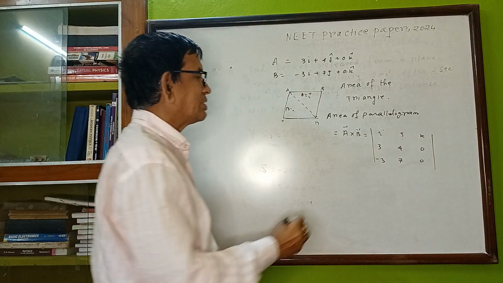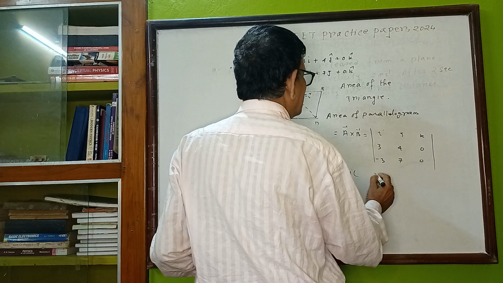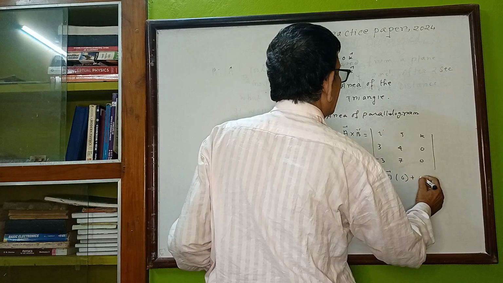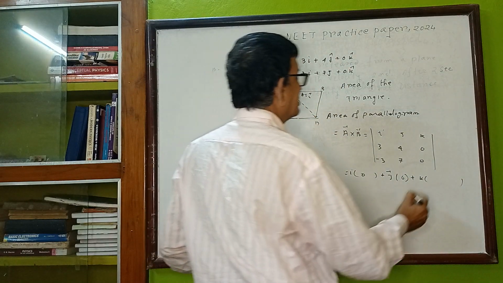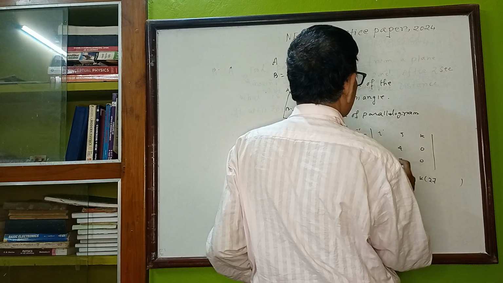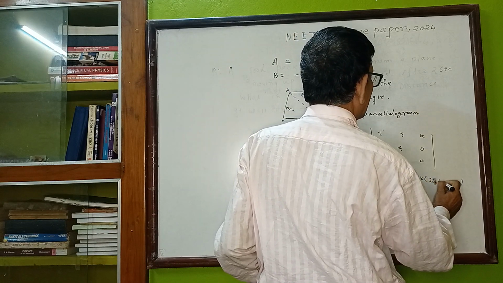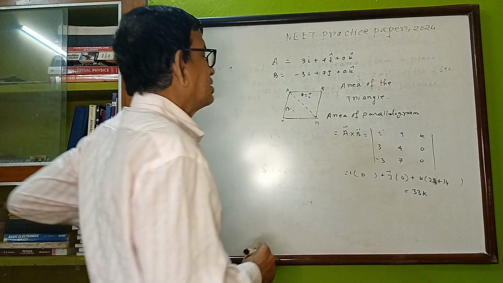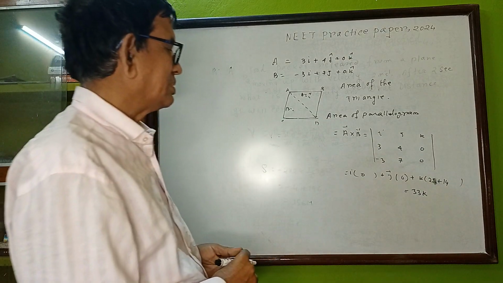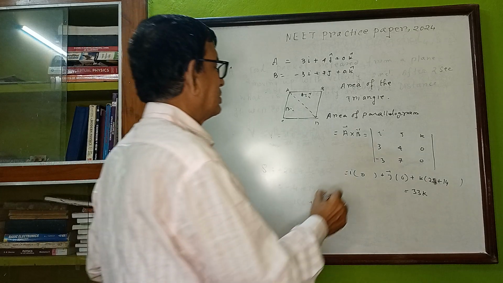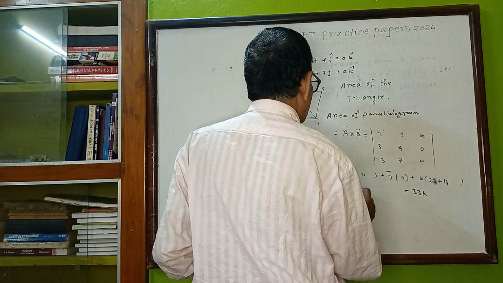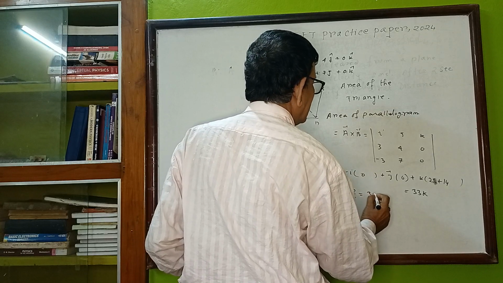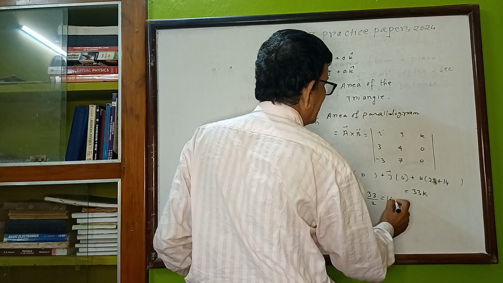Then you calculate in vector form. The I component is 0, the J component is 0, and only the K component remains. That is the K component, 21 plus 14, equal to 33K. So the magnitude of that will be 33, and the area of the triangle will be half. Half of 33 is 16.5.